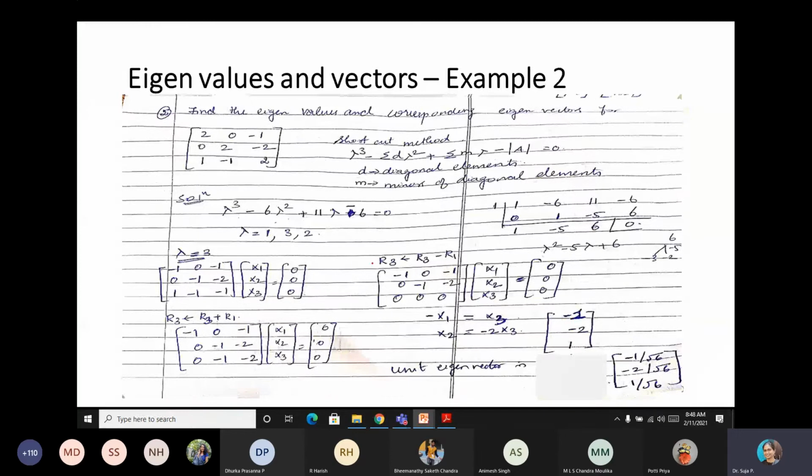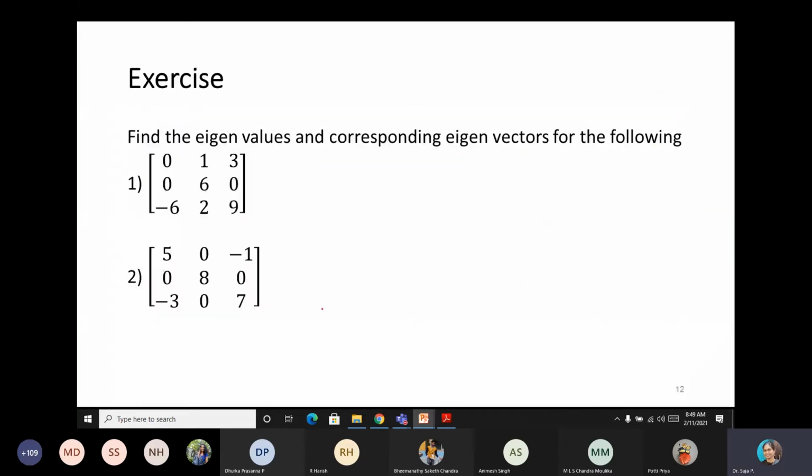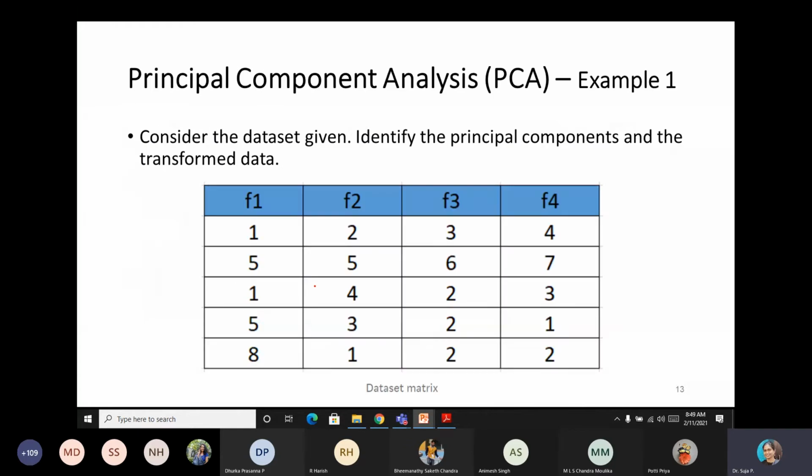Some more exercises are given and one more example is given. This is for a 3 cross 3 matrix, and for a 3 cross 3 matrix the procedure is slightly different. We will be using this shortcut method: you have to find the minor of the diagonal elements and then solve it. I'm not going deep into this. You would have studied in your earlier numerical methods or linear algebra mathematics how to solve this, so I leave it to you as an exercise. Now we will go for the PCA method.